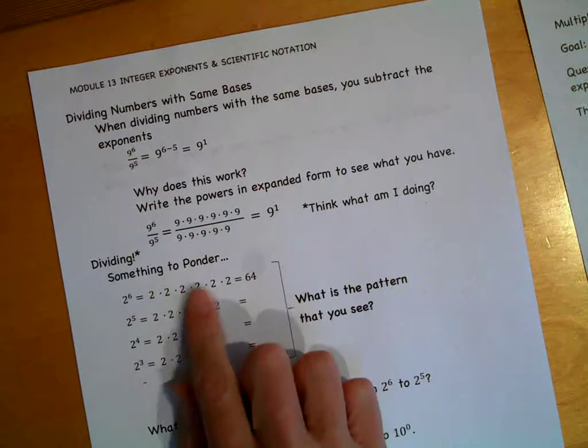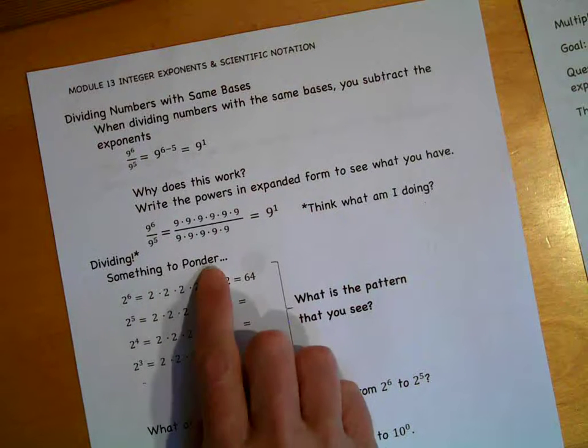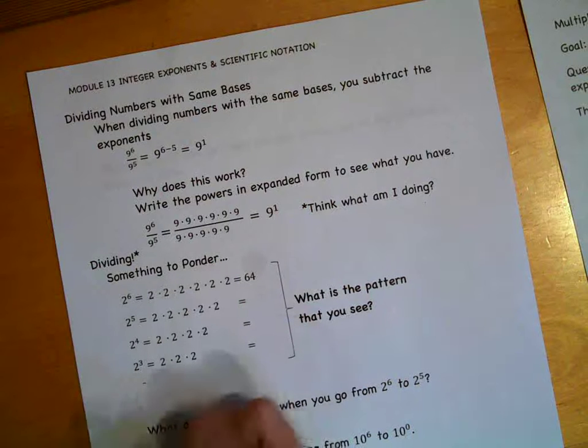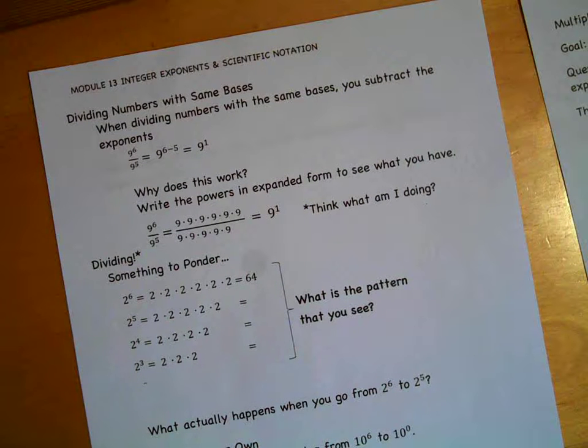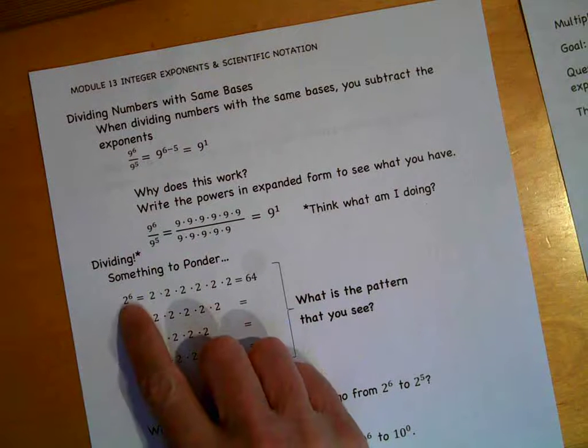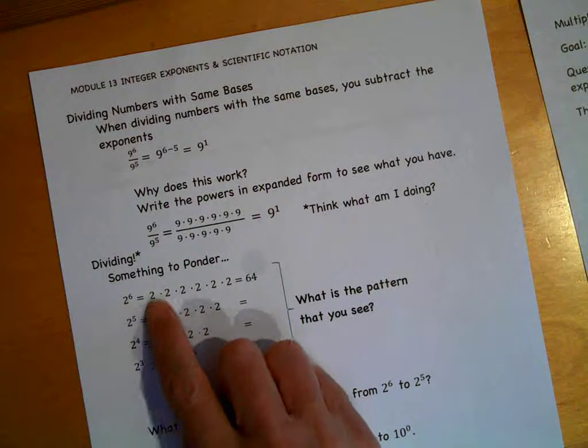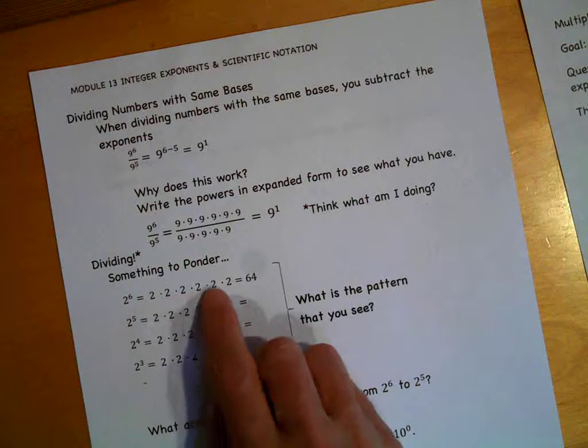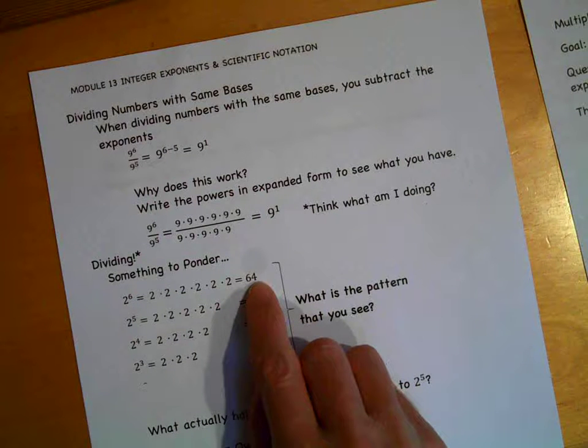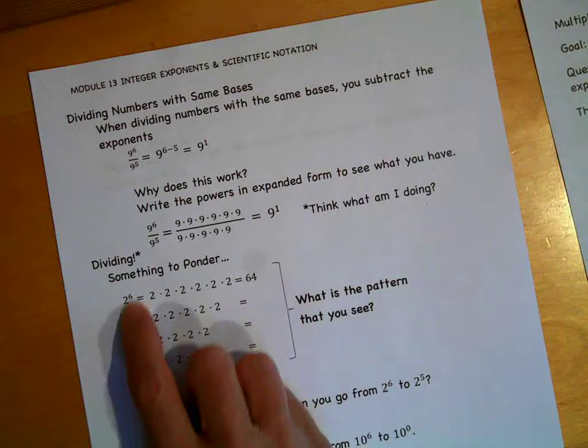So that's pretty cool. All right, one other thing that I want you to look at, and this is called something to ponder, and it's kind of important, but I want you to look at this because the pattern that you are going to see is kind of phenomenal. So this says 2 to the 6th power, which means 2 times 2 times 2 times 2 times 2 times 2, which equals 64. Now, watch what happens though.